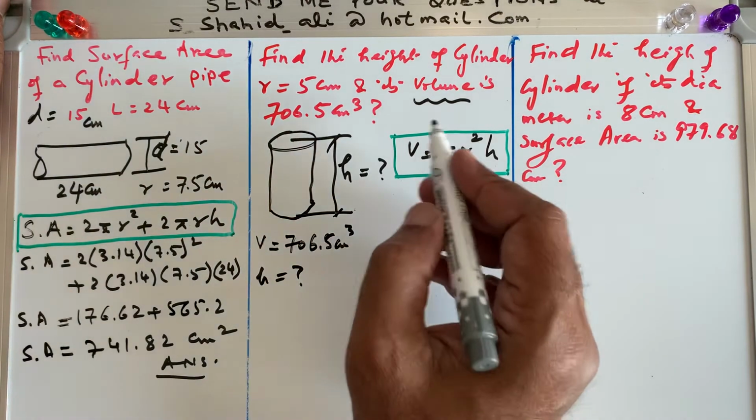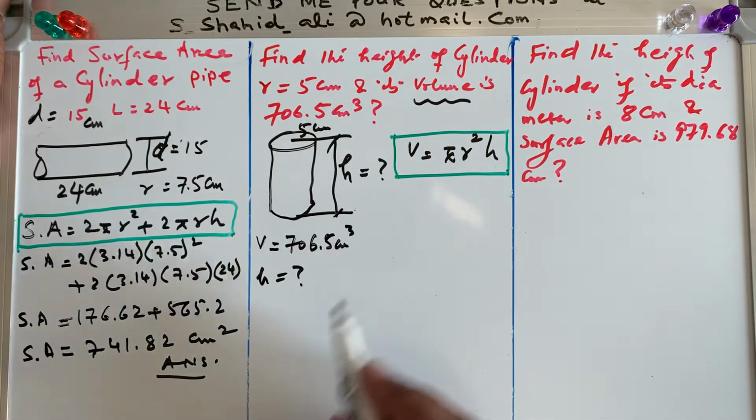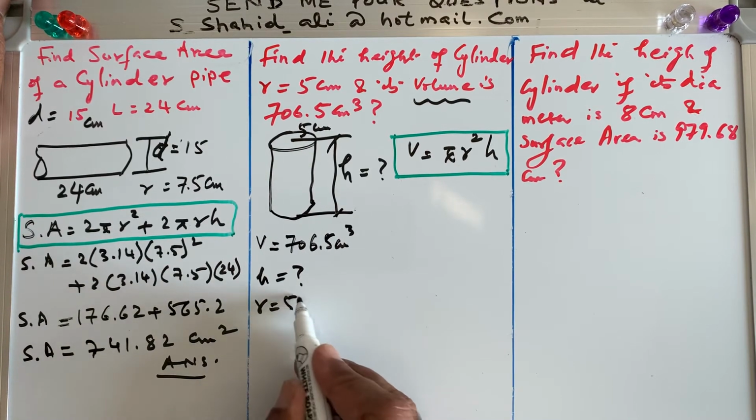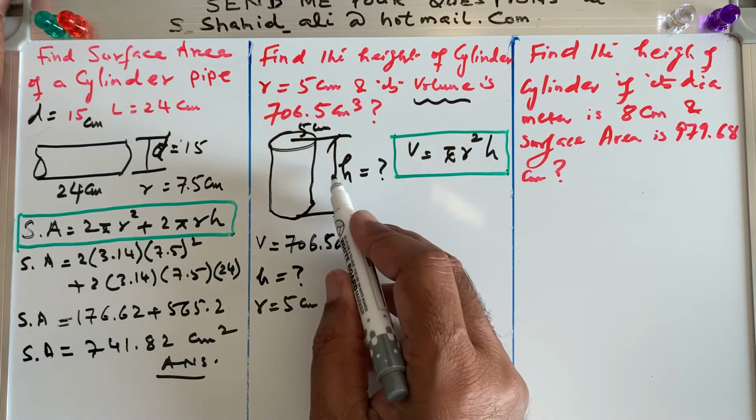Radius is 5 centimeter. So radius is 5 centimeter, right? So radius is also given 5 centimeter. So there are 3 variables. 2 of them are known, so we can find out the third variable, which is h of the cylinder.